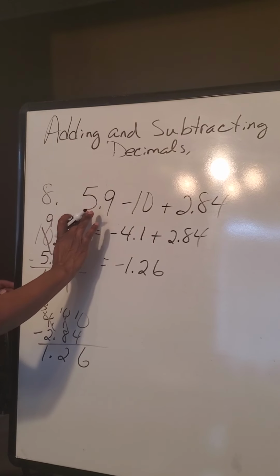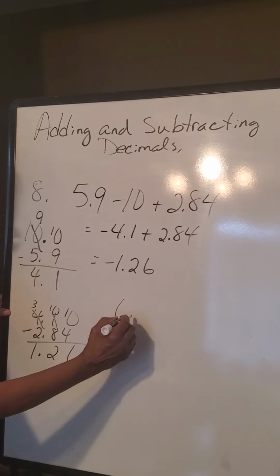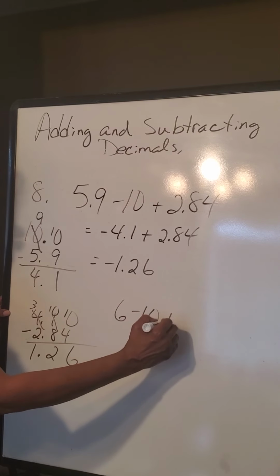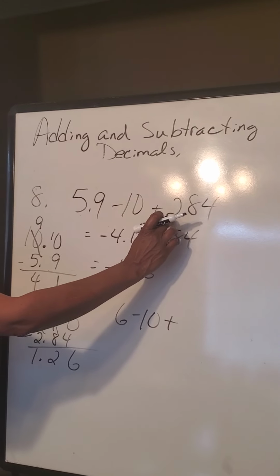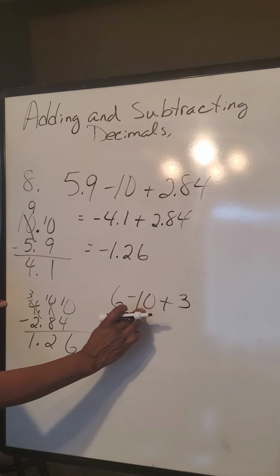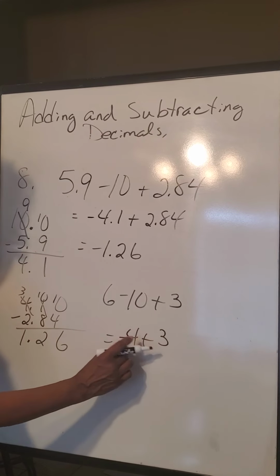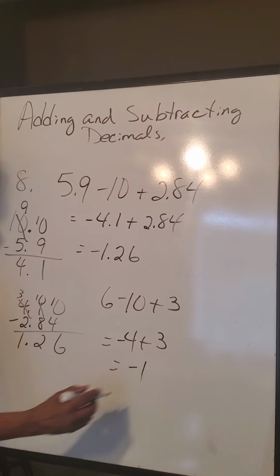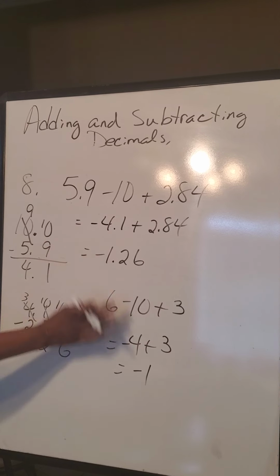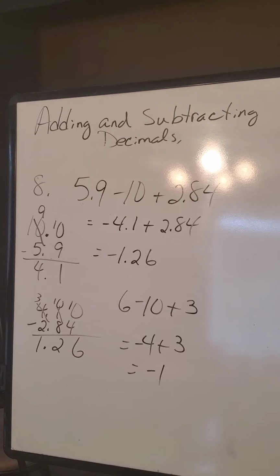To estimate, 5.9, estimated would be 6. So I'd have 6 minus 10 plus 2.84, which to the nearest whole would be a 3. Then I'll have 6 minus 10, which is a negative 4. And a negative 4 plus 3 gives me a negative 1. So my estimated answer is a negative 1. My exact answer is a negative 1 and 26 hundredths.